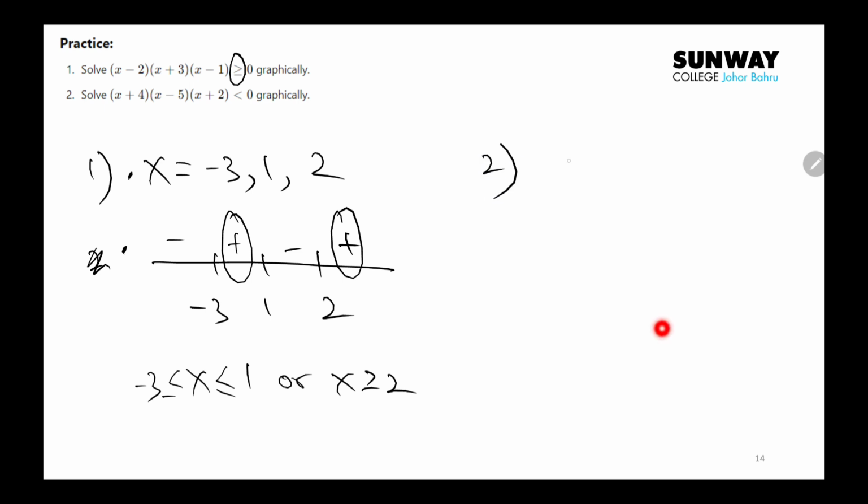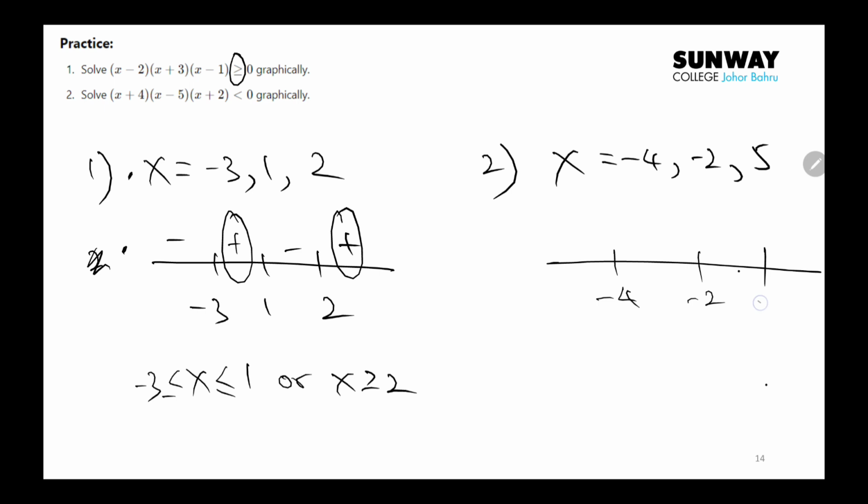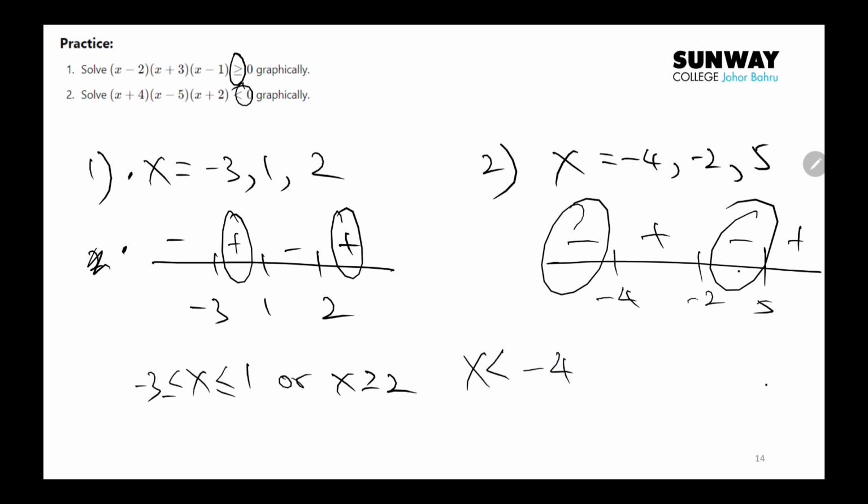For the second question, likewise, you determine the roots by assuming it to be 0. The roots are going to be -4, -2, as well as 5. Then you can draw the number line, put down the signs, then choose the region correctly. In this case, you will choose the negative region because of the smaller sign you see in the question. So x is smaller than -4, or x is in between -2 and 5.